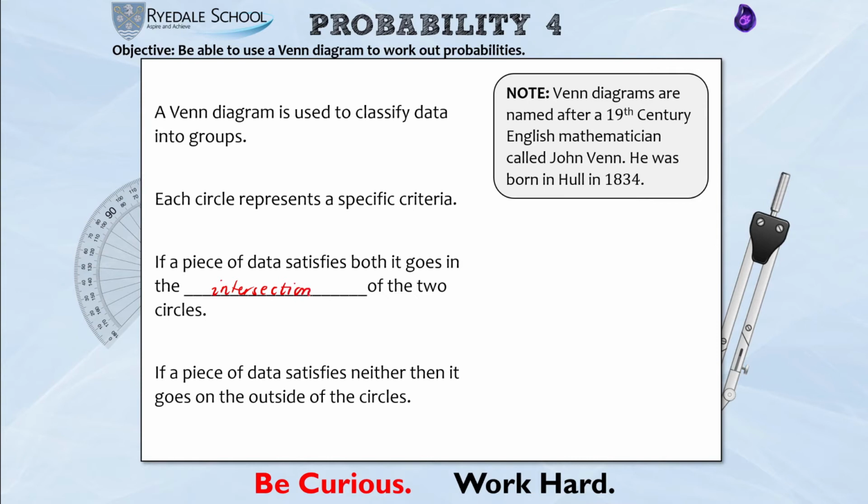We'll be talking more about specific parts of a Venn diagram in the following lesson. If a piece of data doesn't satisfy either of the criteria, then it will go outside the circles but within the rectangular shape.